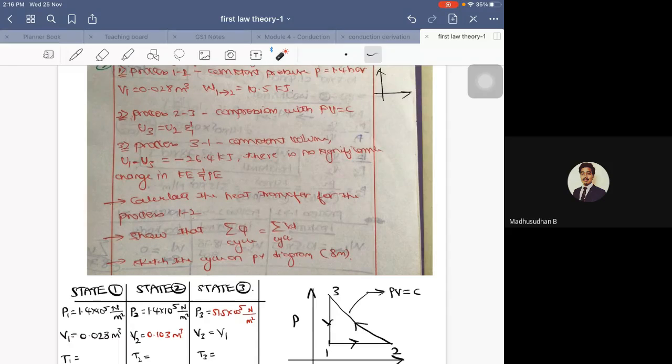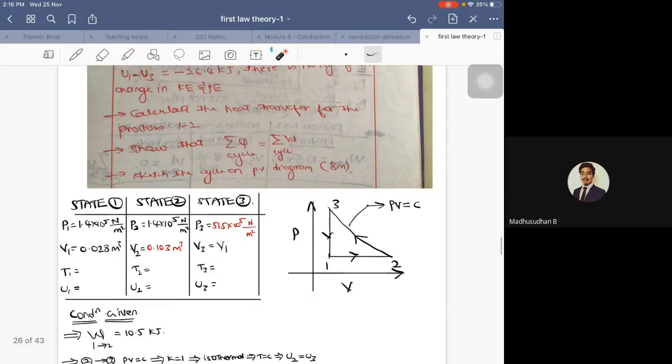The process 3 to 1 is at constant volume, in the sense it should be a vertical line like this. Okay. So the parameters which are being given, I have indicated in black color. The parameters which you need to calculate, I have indicated in red color. Initially, P1, V1 would be given, P2, V2, and P3, V3 are given. It is 1.4 bar. P1 is equal to P2 because it is isobaric, and so on.